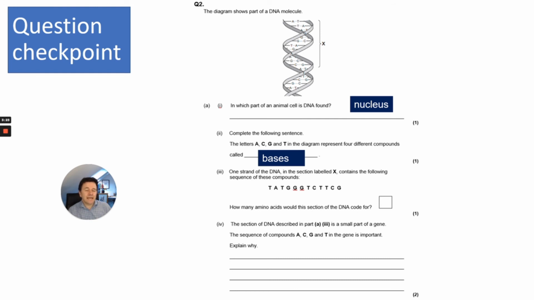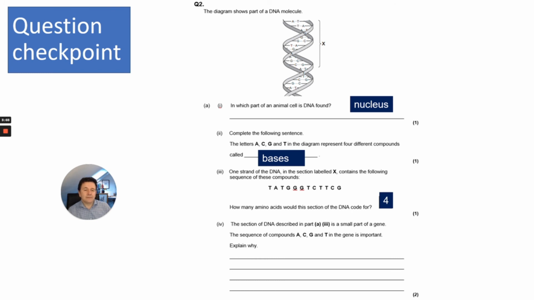One strand of the DNA in the section labelled X contains the following sequence of these compounds. How many amino acids would this section of the DNA code for? Remember, they're in triplet code, so 3 bases, so it would be 4. There's 12 bases, so 3 times 4.